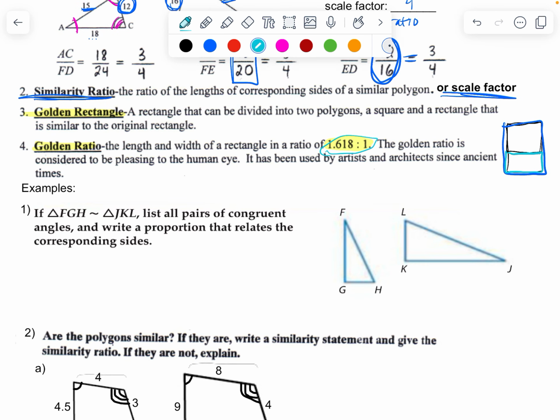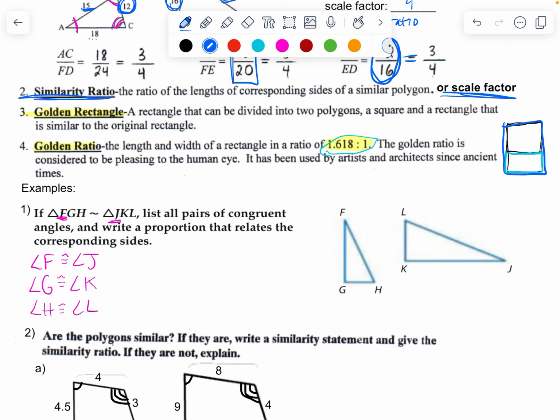All right, so for this one, if the triangles are similar, list all pairs of congruent angles, write a proportion that relates the corresponding sides. So what I do is I kind of cheat and look at the letters. So I'll say angle F is congruent to angle J, angle G is congruent to angle K, and then angle H is congruent to angle L.